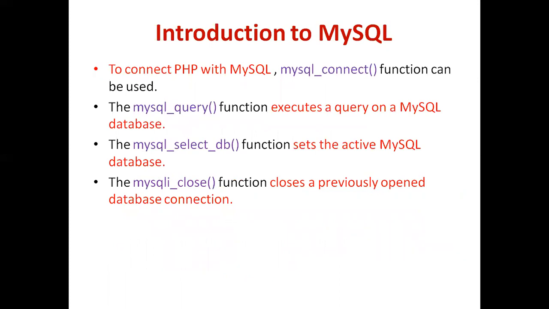So we have some functions. To connect PHP with MySQL, we use these functions. These are some of the functions you have to know. If we want to connect PHP with MySQL, we have to write these functions. mysql_connect is for connections between PHP and MySQL, followed by open and close parentheses.